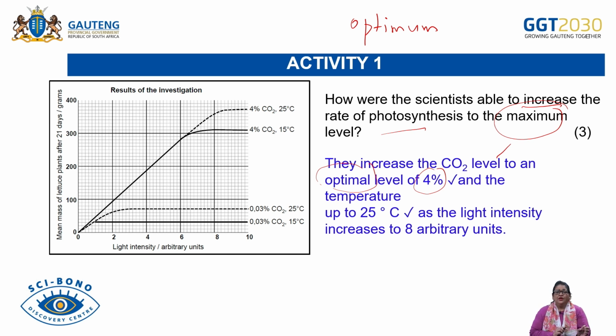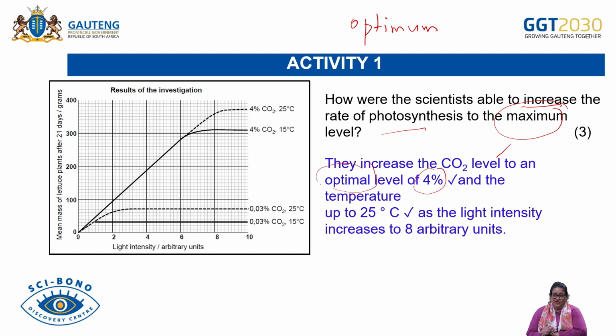That's very important. When you're looking at light intensity, you talk about arbitrary units. Arbitrary units like 1, 2, 3, 4 arbitrary units. That is light intensity. Okay. So let's look at it, children, now. They increase the temperature from 15 degrees to 25 degrees Celsius. And therefore, this 25 degrees is the optimum temperature, increasing the rate of photosynthesis to its optimum and also increasing the mass of the lettuce plants to its optimum.